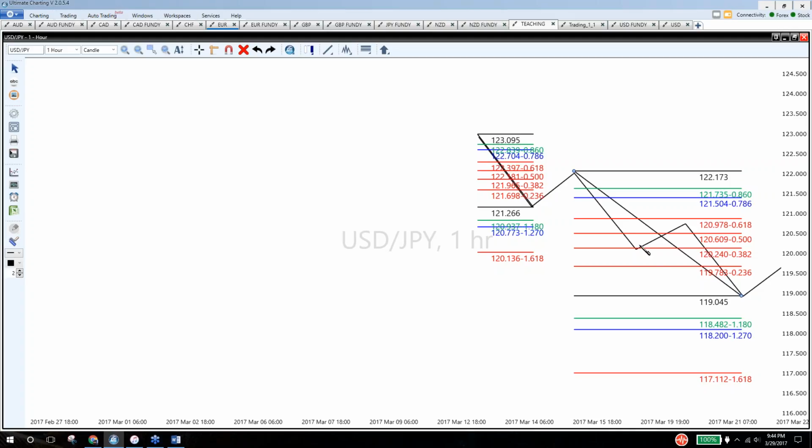So you ask, why is this low not where the B is? That's because at that point in time, the market had not satisfied the D extension. Does that make sense? Perfect. Deb, does that make sense?